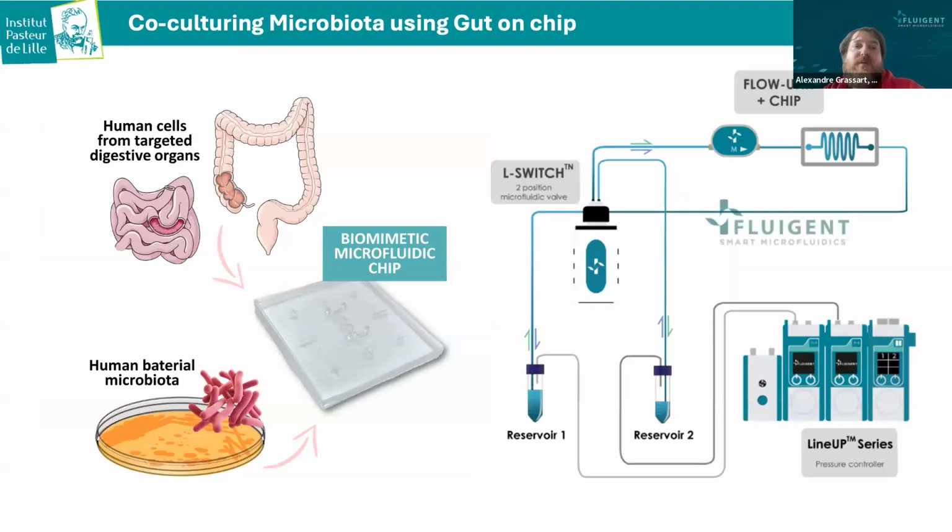Another key aspect of the gut physiology is to have a co-culture of microbiota, and that's what we are doing now in the lab. So we are building our own chip that you can see here, and we are using other, more complex systems to introduce and control the diffusion and co-culture of these bacteria with the help of the L switch, which will be a valve and help the introduction of the bacteria into the intestinal lumen of the gut on chip.